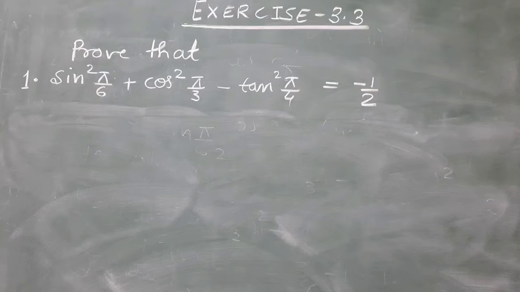Hello everyone, I'm going to start exercise 3.3. So first question is, prove that sin square pi by 6 plus cos square pi by 3 minus tan square pi by 4 equals to minus 1 by 2. So I'm going to start with left hand side.